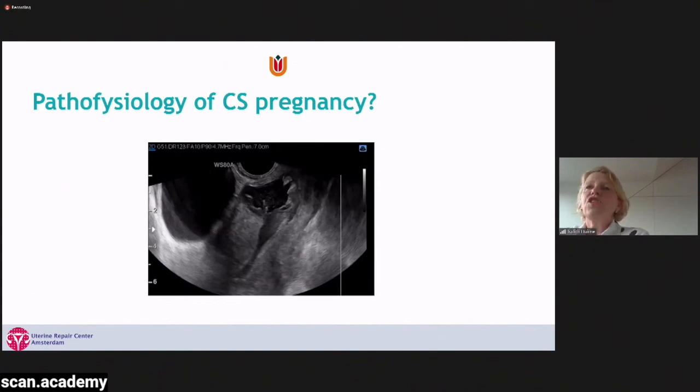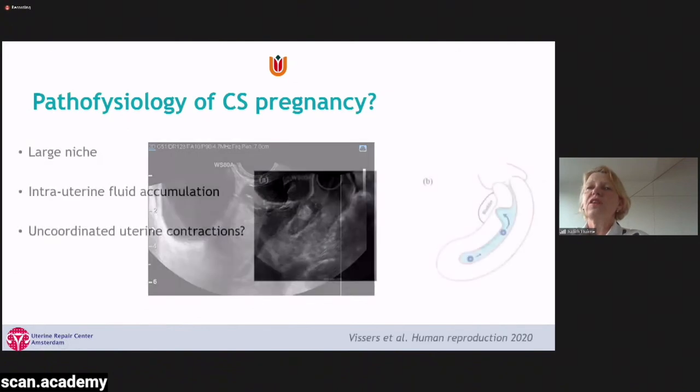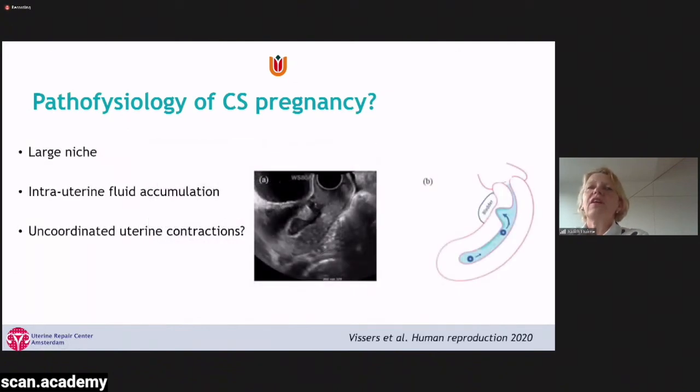And what is the pathophysiology of cesarean scar pregnancy? Well, I think this is actually not known yet, but you can imagine that if there is a very large niche, that an embryo, in particular if it's combined with intrauterine fluids, is more easily directed towards a niche. So, in my opinion, a combination of a large niche, intrauterine fluid accumulation, in combination with uncoordinated uterine contractions, may give a higher risk on niche pregnancy.